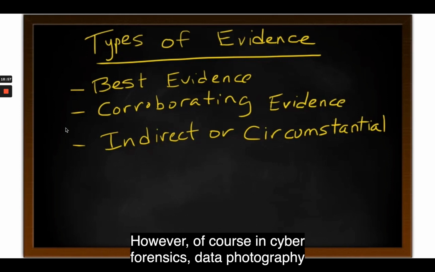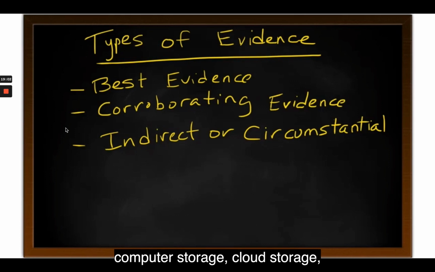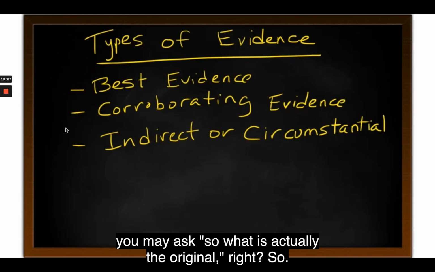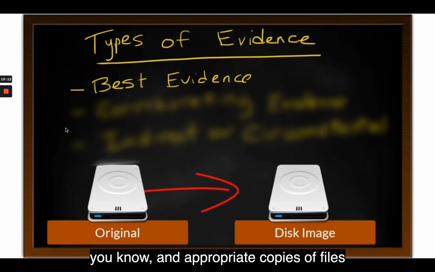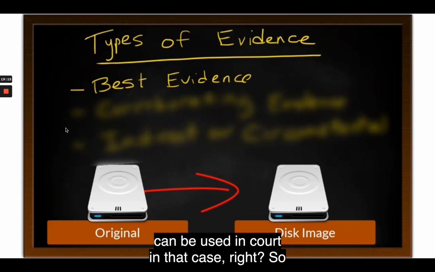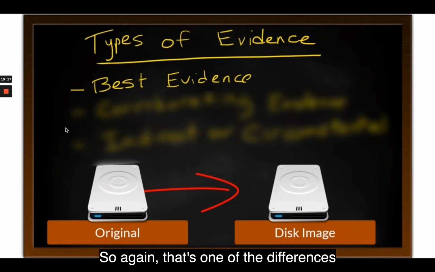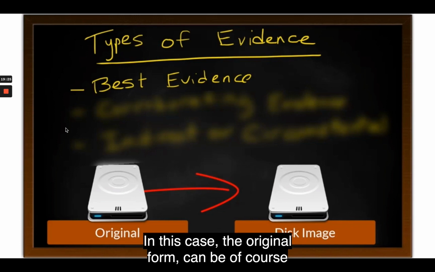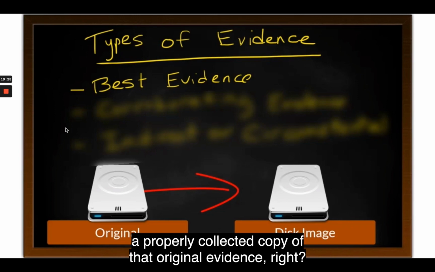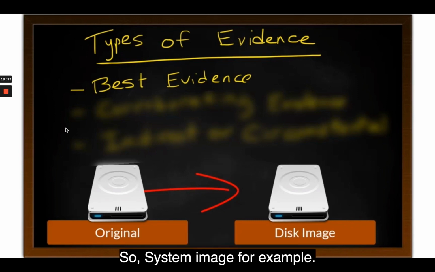However, of course, in cyber forensics, digital photography, and things like copier machines, computer storage, cloud storage, you may ask, so what is actually the original, right? So typically properly collected system images, and appropriate copies of files can be used in court in that case, right? So again, that's one of the differences whenever we refer to or historically referred to best evidence, right? So in this case, the original form can be, of course, a properly collected copy of that original evidence, right? So a system image, for example.